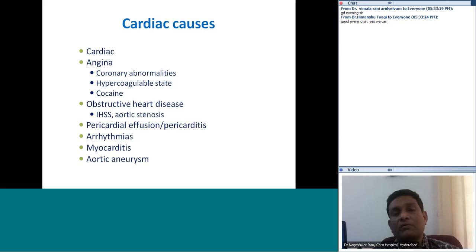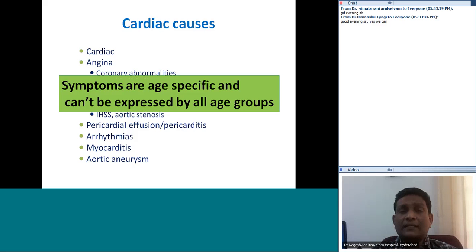So in children, the symptoms are age specific and cannot be expressed by all age groups. For example, a near infant, a baby has got a problem and is having chest pain. An infant cannot tell that the baby is having chest pain. So what will the baby do? Excessive crying, fussiness, irritability, and unexplained crying will be there. These are all vague, indirect symptoms from which a physician should build up the story and understand that this baby probably is having chest pain.